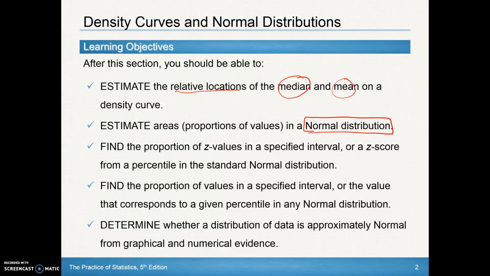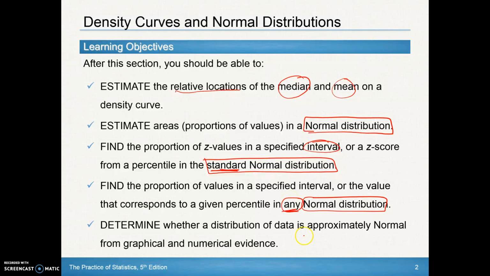We're also going to look at finding the proportion of z-values in a specified interval, or in other words, a z-score from a percentile, the standard normal distribution. So the key there was standard. In other words, we're going to be looking at just different values in different intervals and what the areas underneath that curve are. We'll be doing the same thing too with any normal distribution rather than just a standard distribution. So we'll be looking at any distribution versus what a standard distribution is.